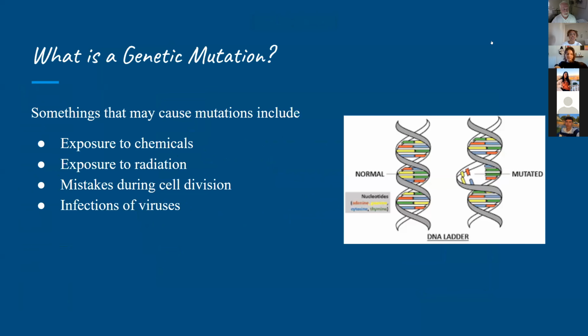Okay, so what is a genetic mutation? According to nature.com, mutations are changes in genetic sequences, and they are the main cause of diversity among organisms. These changes occur at many different levels, and they can have widely differing consequences. Some things that may cause these mutations include exposure to chemicals, radiation, mistakes during cell division, and infections of viruses. On the right here, I have an illustration of a normal DNA ladder and a mutated DNA ladder where the nucleotides are messed up.